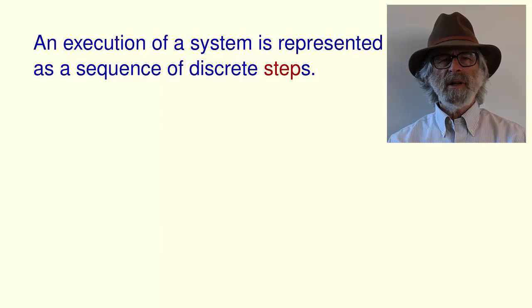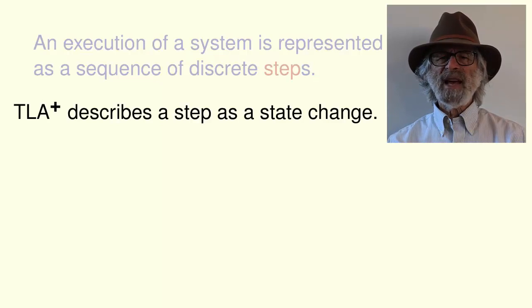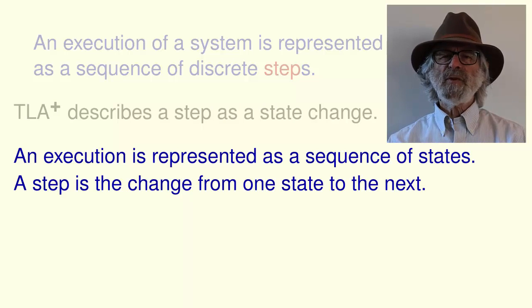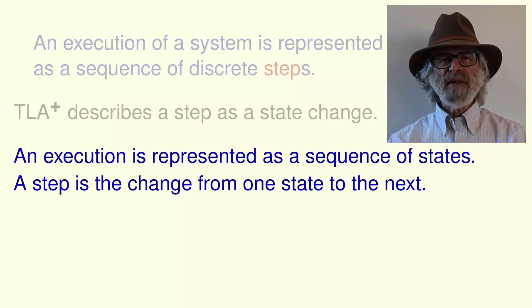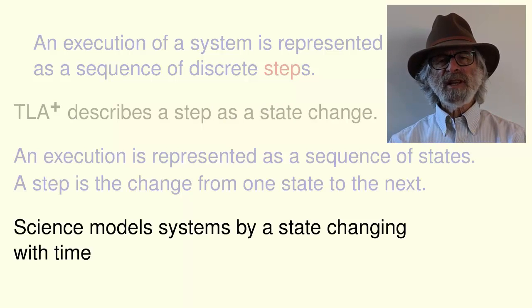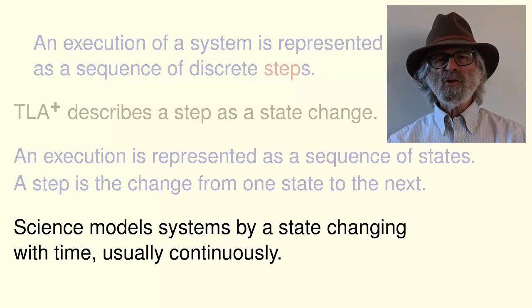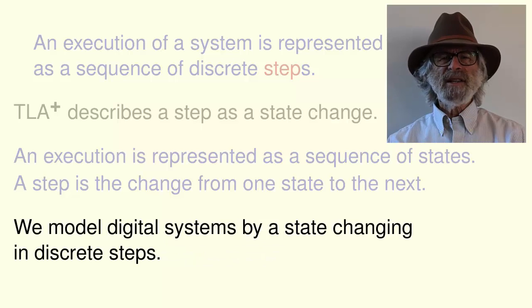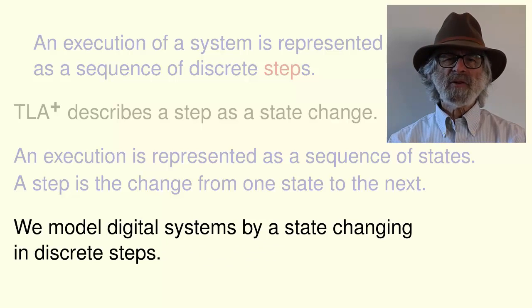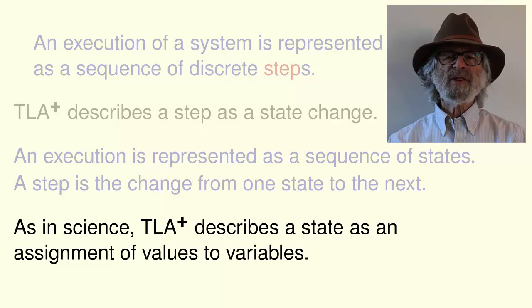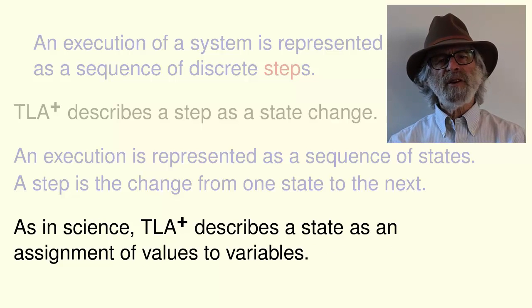What's a step? TLA+ describes a step as a state change. An execution is represented as a sequence of states, and a step is the change from one state to the next. I find this very natural because in most sciences, systems are modeled by a state that changes with time. Most often, the state is described as changing continuously, but we model digital systems by a state that changes in discrete steps. As in most sciences, TLA+ describes a state as an assignment of values to variables.